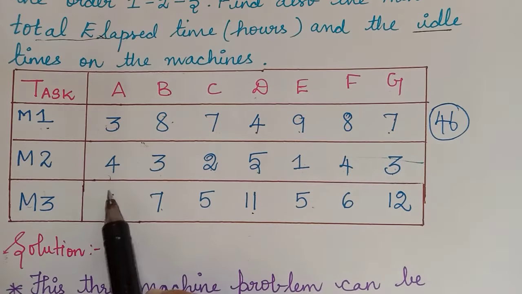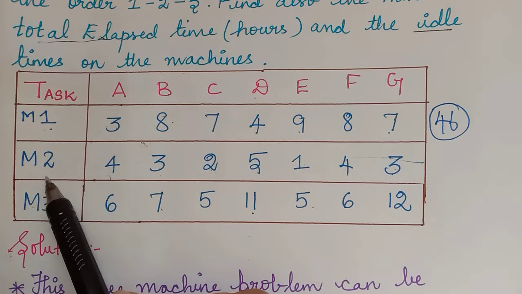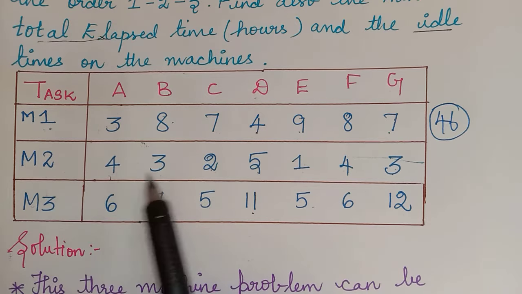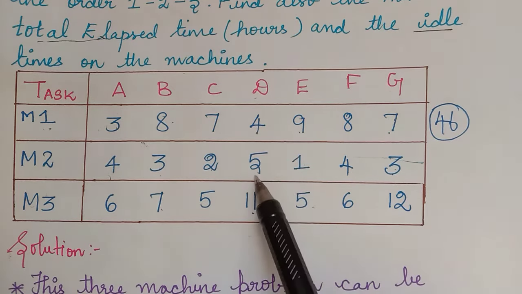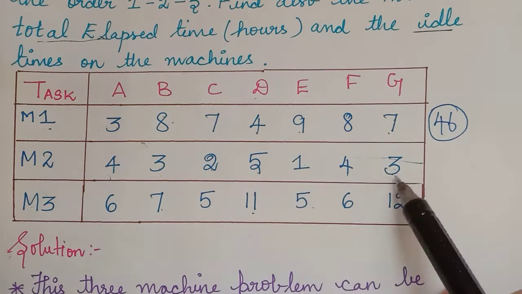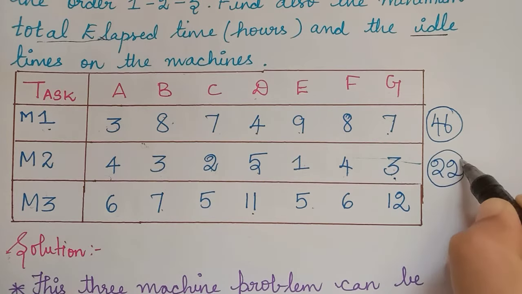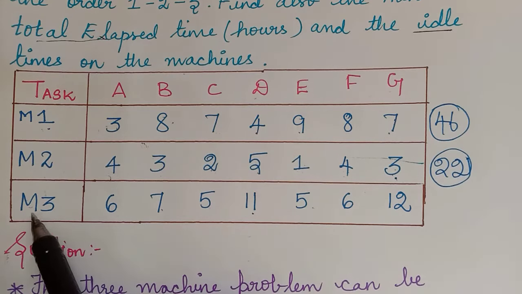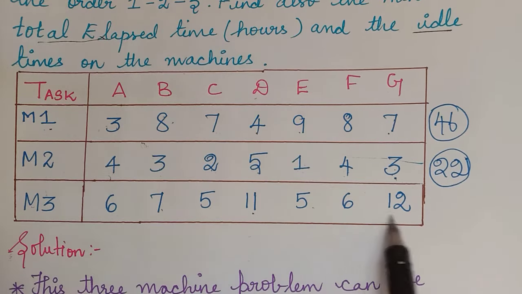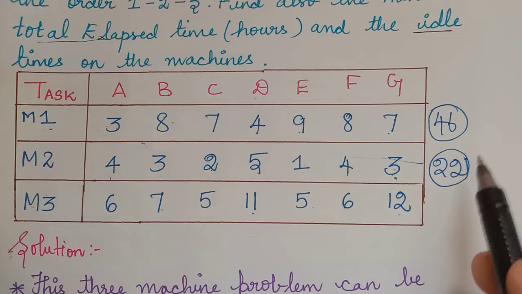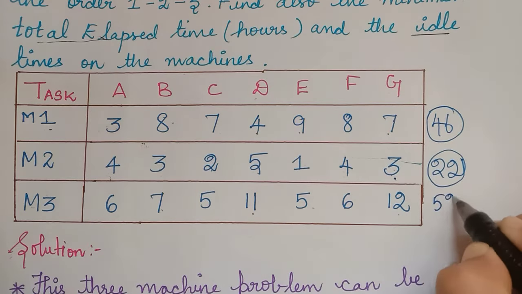Next, find out the processing time for mission 2: 4 plus 3 plus 2 plus 5 plus 1 plus 4 plus 3, which is 22. Make a note of that also. The processing time for mission 3, you make a total of all this, and you get 52. Just make a note of it.